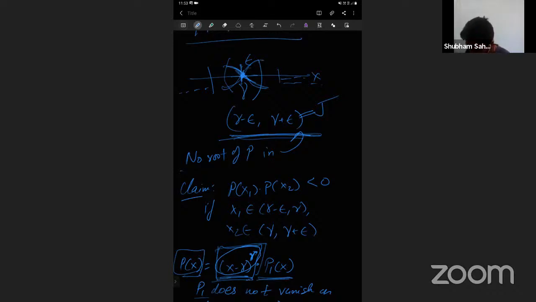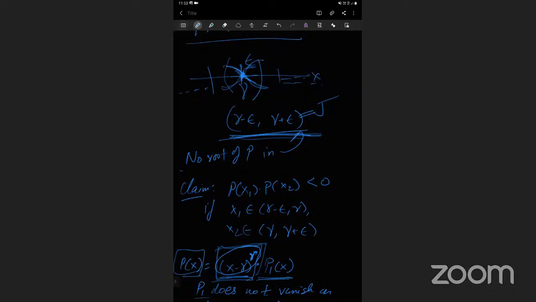Now we choose an epsilon, small enough and positive, such that this open interval has no other roots of P. We can do that since P has finitely many real roots. Is that fine with everyone? Yes, sir.